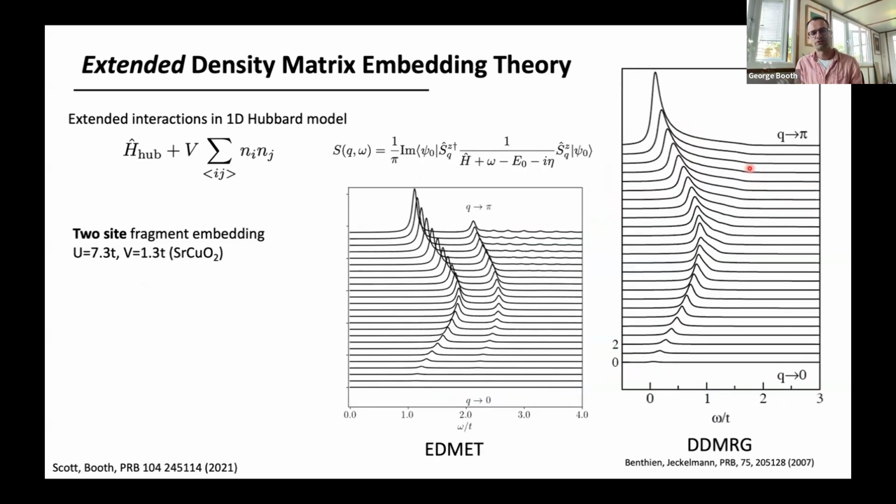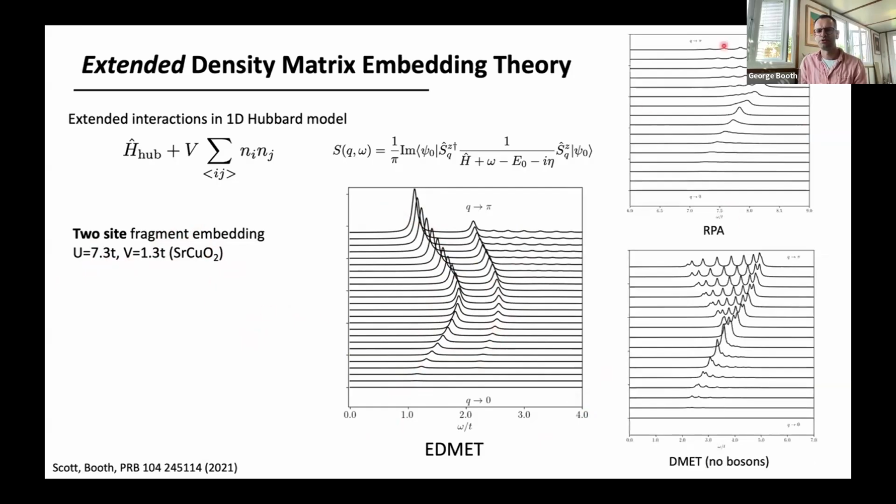We can also get dynamical results by going to the underlying self-consistently optimized RPA description of things like spin and charge dynamical correlation functions. And once again, if we compare to dynamical DMRG, we get roughly a similar description of the spin and charge channels that we observe, and this is a value of U and V which is roughly equivalent to strontium cuprate.